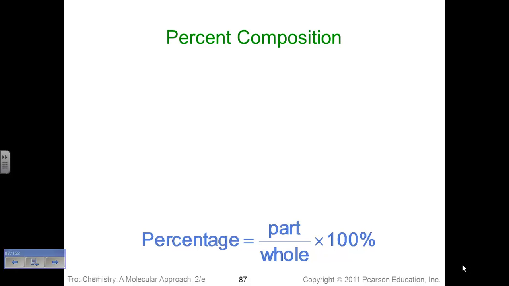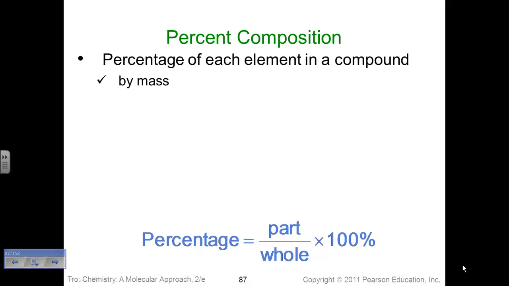The topic of percent composition: when I think of percentages, you probably do too, it is simply part over whole. Expressed as a percent means to multiply by 100. And really that's the same thing when we look at a formula. A chemical formula tells us two things. It tells us what elements are involved and how many of each. A percent composition really is saying how much each of the different elements contributes to the mass of the entire compound. So, percentage of each element in a compound by mass: part over whole, expressed as a percent.